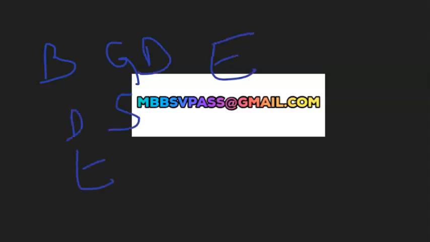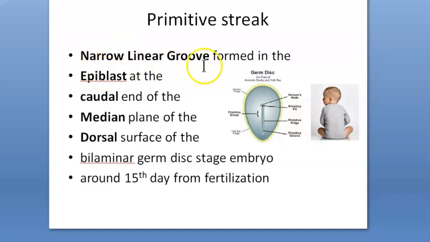Tell me, what is primitive streak and how does it form? It forms in the bilaminar germ disc of the embryo on the dorsal surface, that is in the epiblast, caudal end, medial plane. It is a narrow linear groove. Narrow linear groove, epiblast, caudal, medial plane, dorsal surface, bilaminar germ disc stage embryo, 15th day from fertilization. This is how it forms.